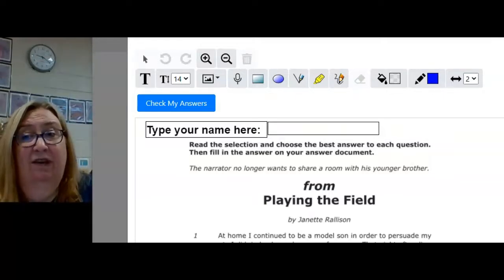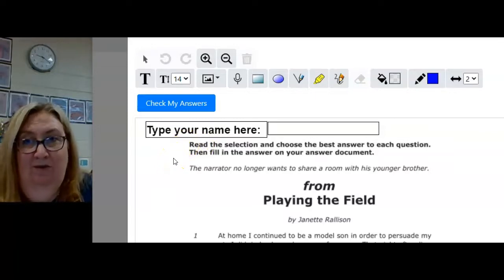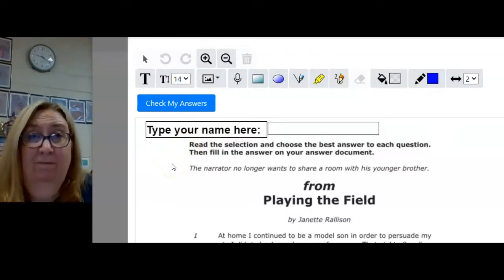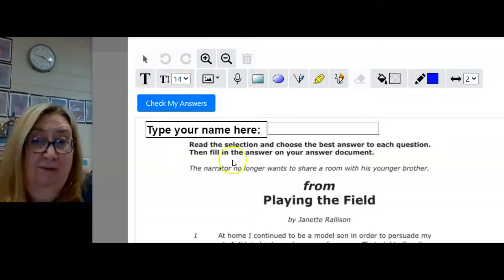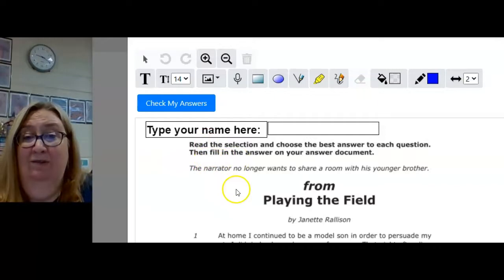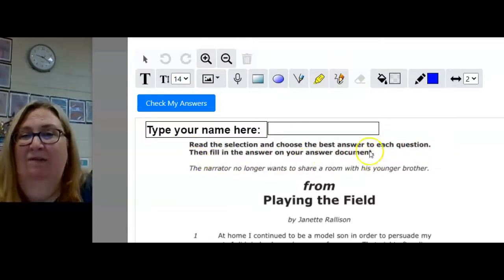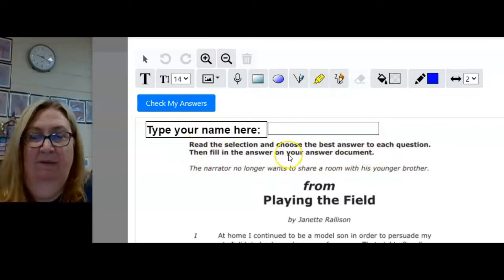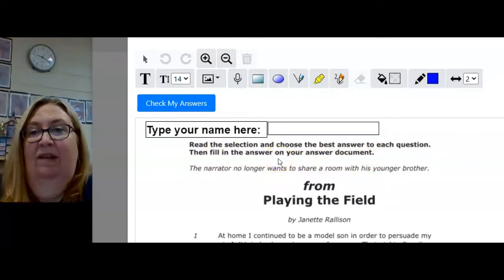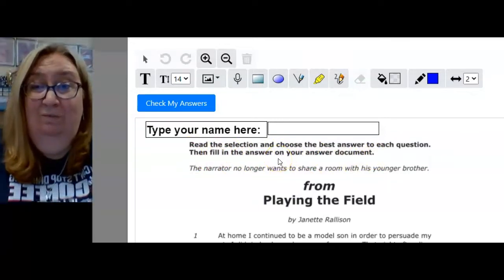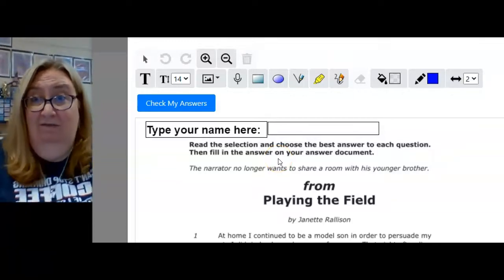The first thing I want to tell you that you need to do is make sure you read everything on the page. They put it on the page for a reason. Chances are there's going to be a question about what's on the page, or it's going to help you answer a question on the page. So our directions say read the selection and choose the best answer to each question. Then fill in the answer on your answer document. Well, now your answer document is not a paper document. You're going to click. So when we say fill in the answer, you're just going to click it.